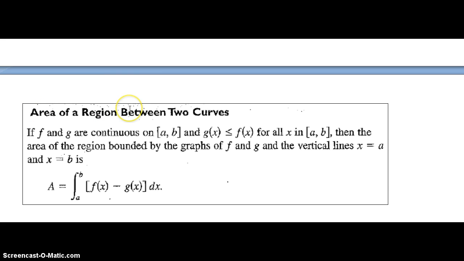As is illustrated here, the area of a region between two curves. If f and g are continuous on the interval from a to b, and g of x is less than or equal to f of x for all x in the interval from a to b, then the area of the region bounded by the graphs of f and g and the vertical lines x equals a and x equals b is the integral from a to b of the f function minus the g function with respect to x.